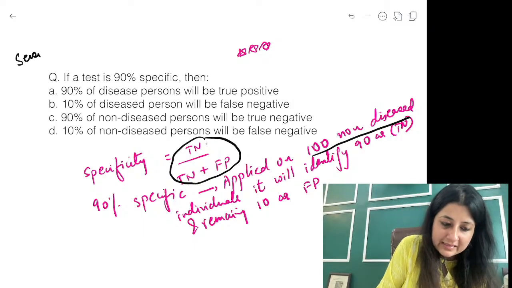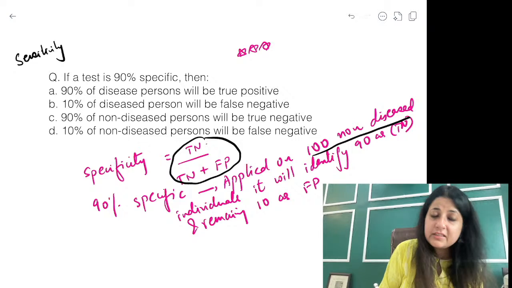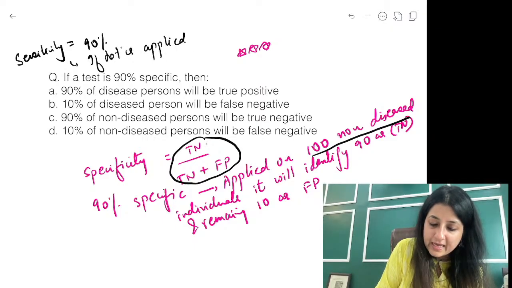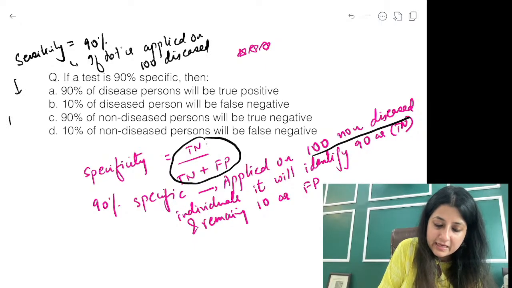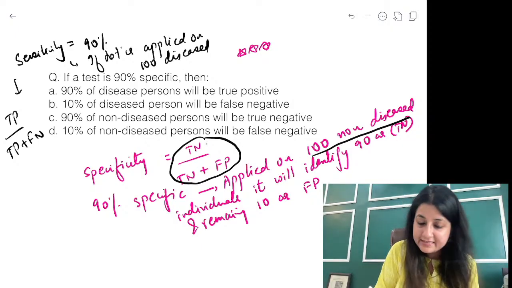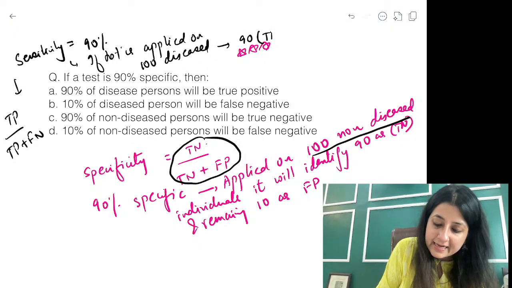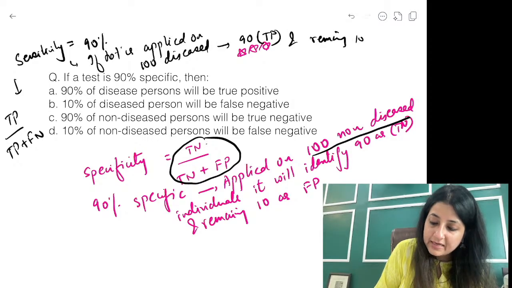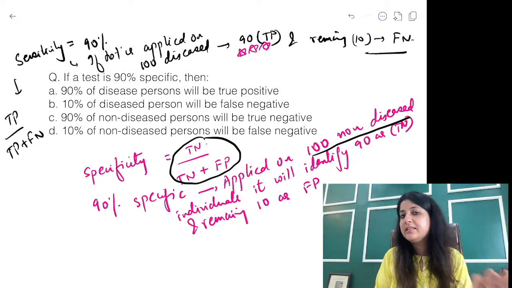Now suppose I say that sensitivity is, let's say, 90%. What does this mean? It means that if the test is applied on 100 diseased, ठीक है, sensitivity क्या होता है? TP upon TP plus FN. So if I apply it on 100 diseased, I will get 90 as true positives and the remaining 10 as false negatives. Clear everyone, this interpretation?